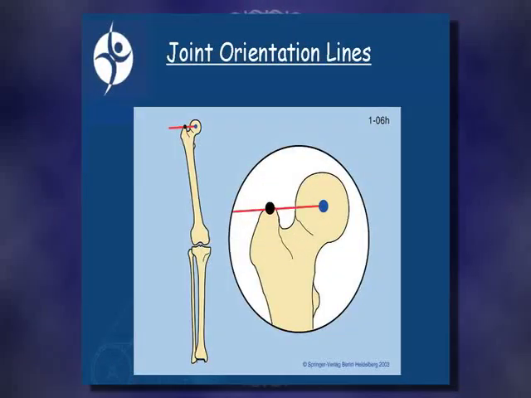Now what about the hip? How do you draw? The hip is a circle, so how do you draw a line? You go tangent to it. What do you do? The convention that we propose is drawing a line from the center of the hip to the tip of the trochanter.